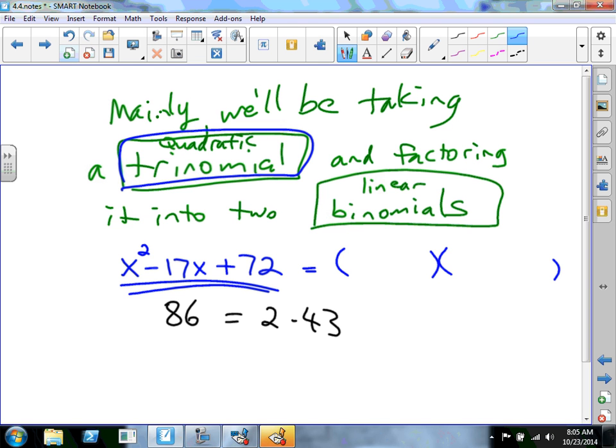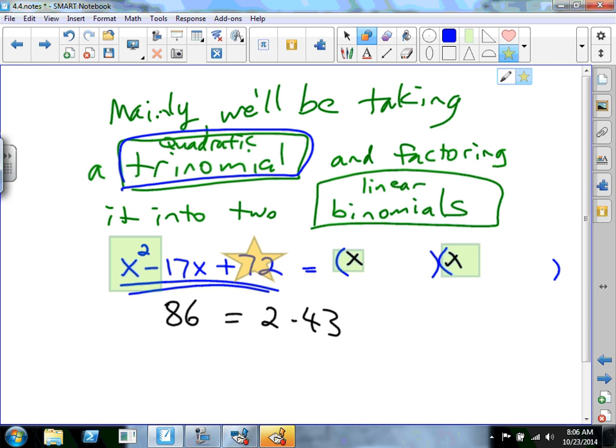So I know, well, let me get my highlighter out here. To come up with x squared, I know I would have to multiply x by x. And to come up with 72, we already found its factors a few minutes ago. But I'm looking for 72's factors that are going to, oh, wait a minute.